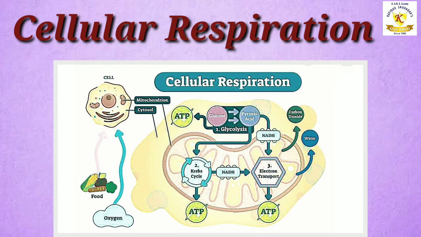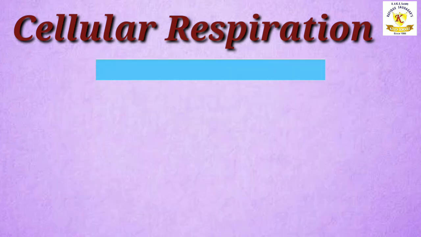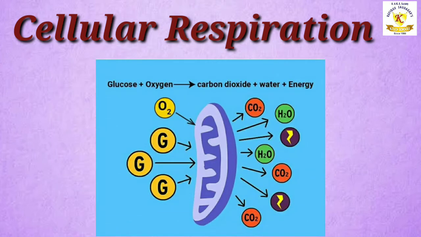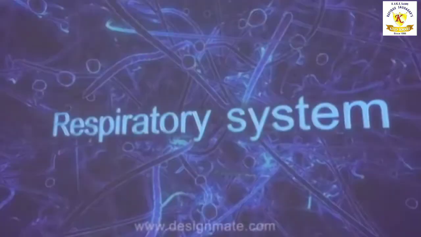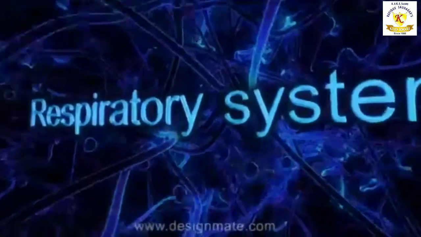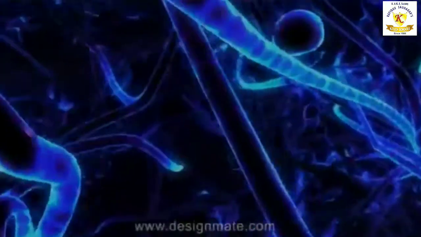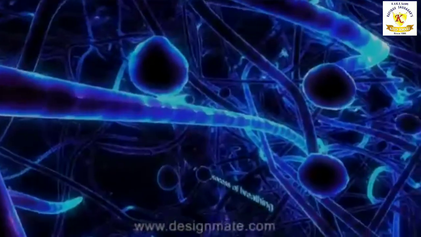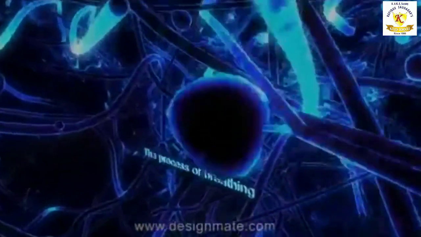Are you getting me, children? Good. Cellular respiration can be summarized as follows. Glucose plus oxygen gives carbon dioxide, water and energy. Now children, let us study the respiratory system and the organs which are present in the respiratory system.